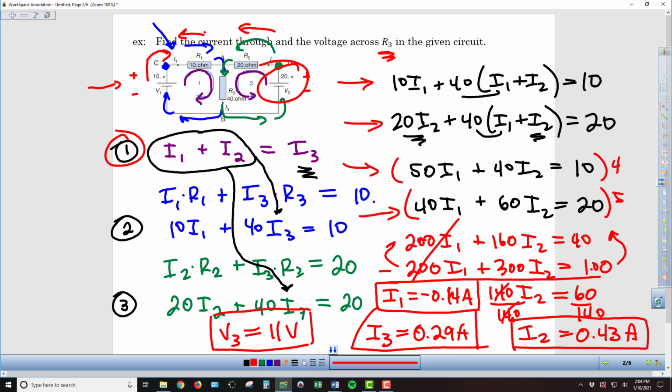So this is how we can take a complicated circuit with multiple batteries, multiple loops, multiple resistors, and set up a system of equations to allow us to solve for the currents and then eventually the voltage as required.